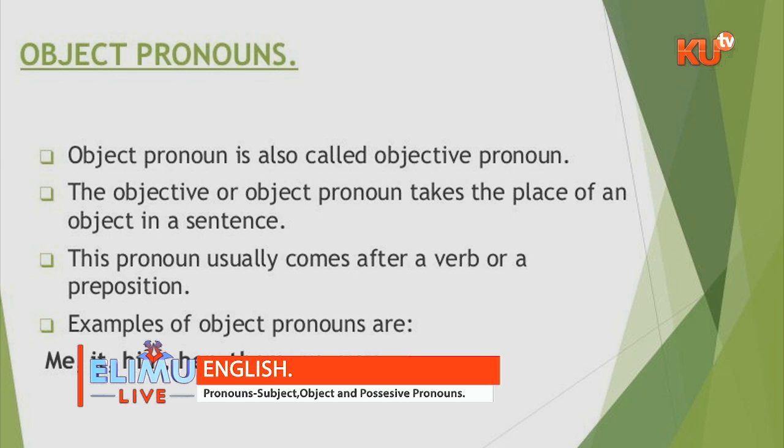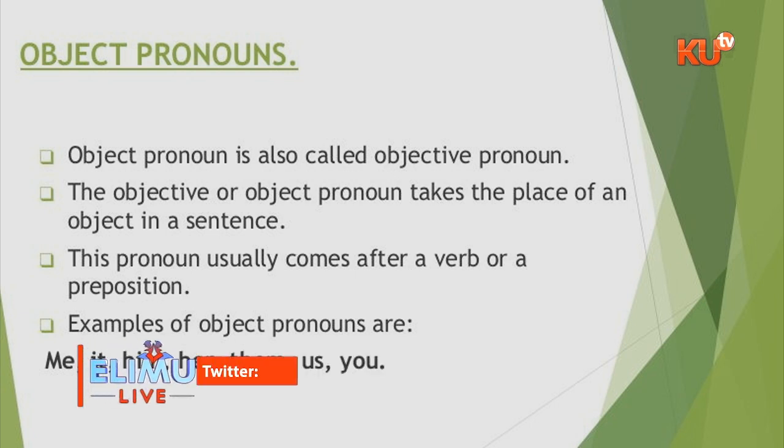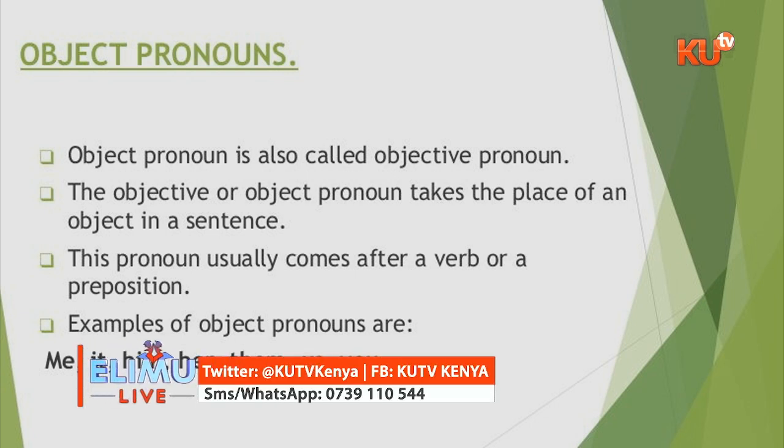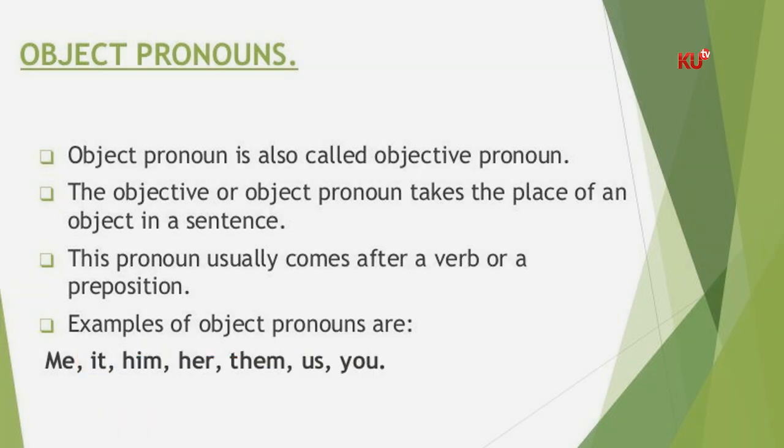This is a pronoun which is used in the position of an object in a sentence. Now, what are some of the examples of object pronouns? Because we've said these are pronouns that are used in the place of an object to replace a noun which is in the place of an object.